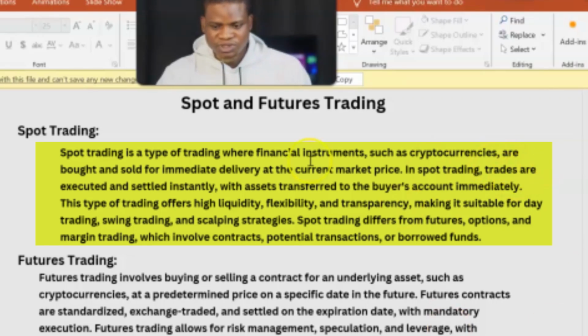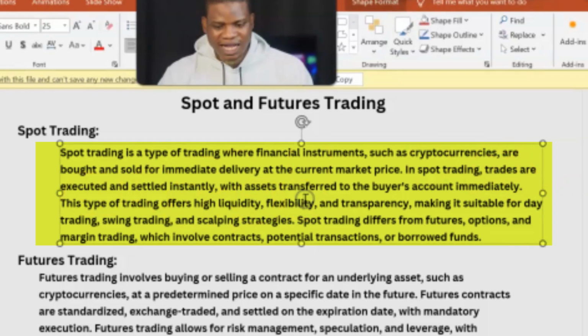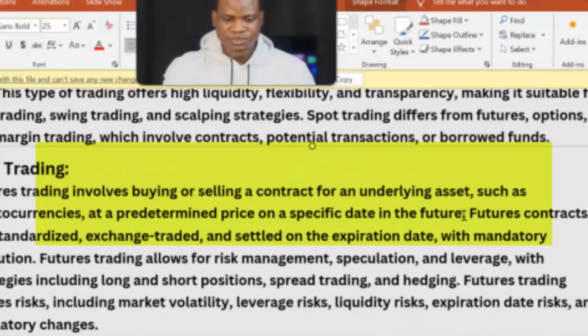So in spot trading, trades are executed and settled instantly, with the asset transferred to the buyer's account immediately, just like I said. So in spot trading, it's more like you are buying something on the spot, right? This type of trading offers high liquidity, flexibility, and transparency, making it suitable for day trading, swing trading, and scalp trading strategies. So let's talk about futures trading.